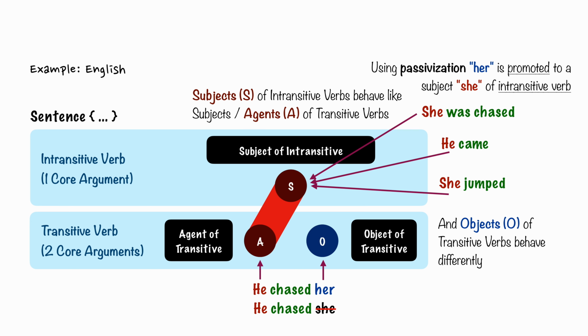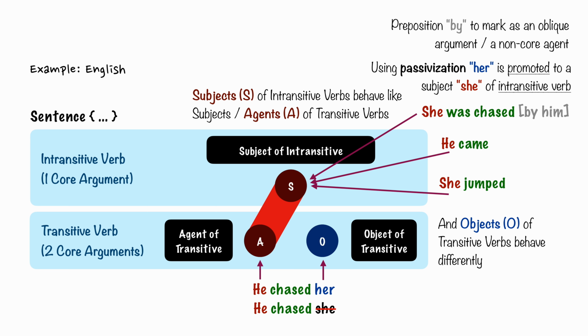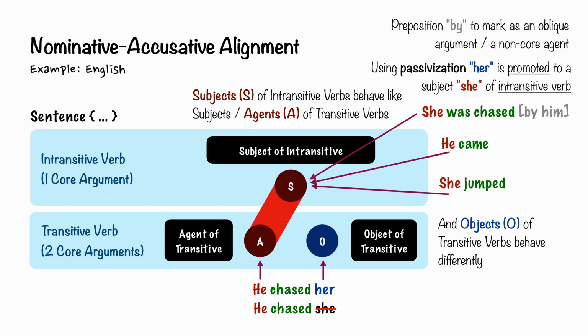was chased. So he is demoted from its role as the agent, and it's no longer a direct object as a core argument. So "she was chased him" would be incorrect. However, we can still reference him in an oblique form with the preposition by, becoming "she was chased by him." Now he is demoted to an oblique argument or a non-core argument. This type of alignment in English is known as Nominative-Accusative alignment. In this system, subjects S and agents A are referred to as nominative, while objects O are accusative.